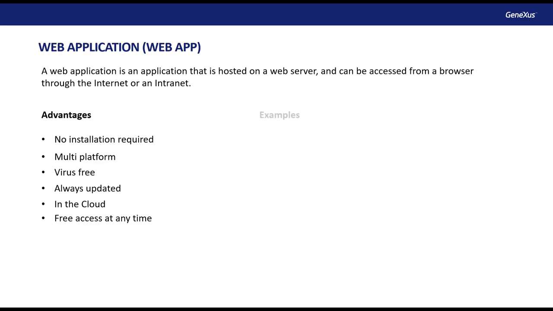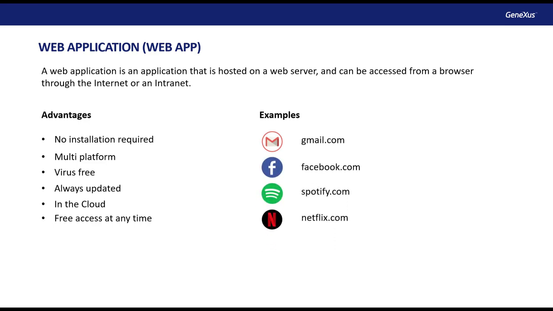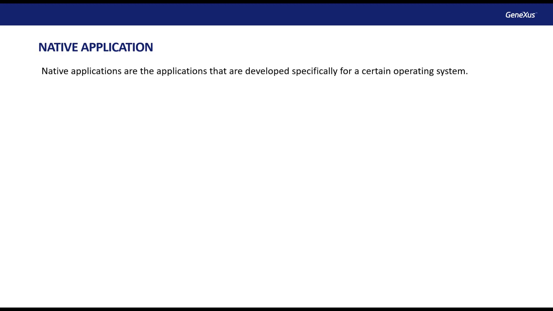Some examples of this type of application: Gmail, Facebook, Spotify, and Netflix, among others. Native applications are those developed specifically for a certain operating system. They're developed taking into account the characteristics and specific features of each platform. These platforms can be either a mobile operating system, such as Android or iOS, or a desktop operating system, such as Windows.